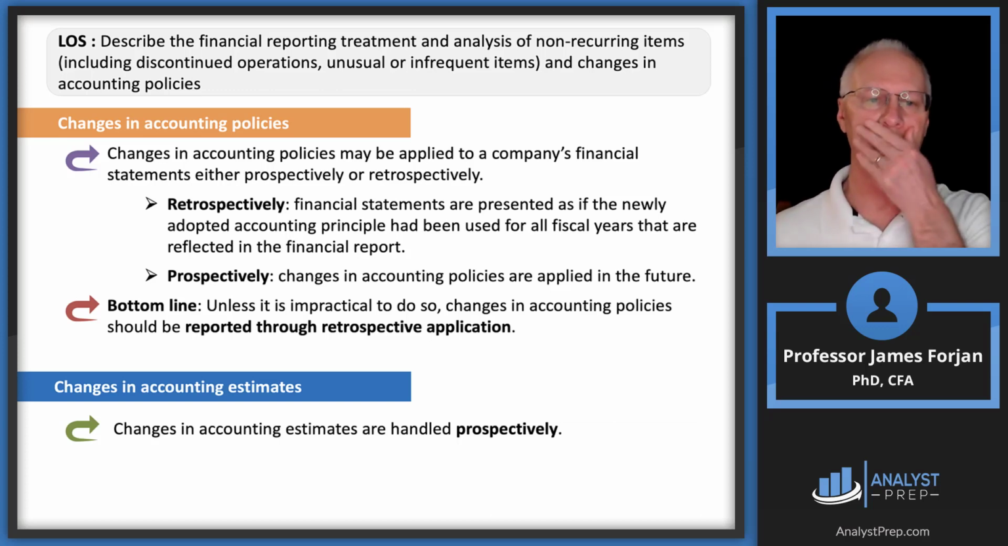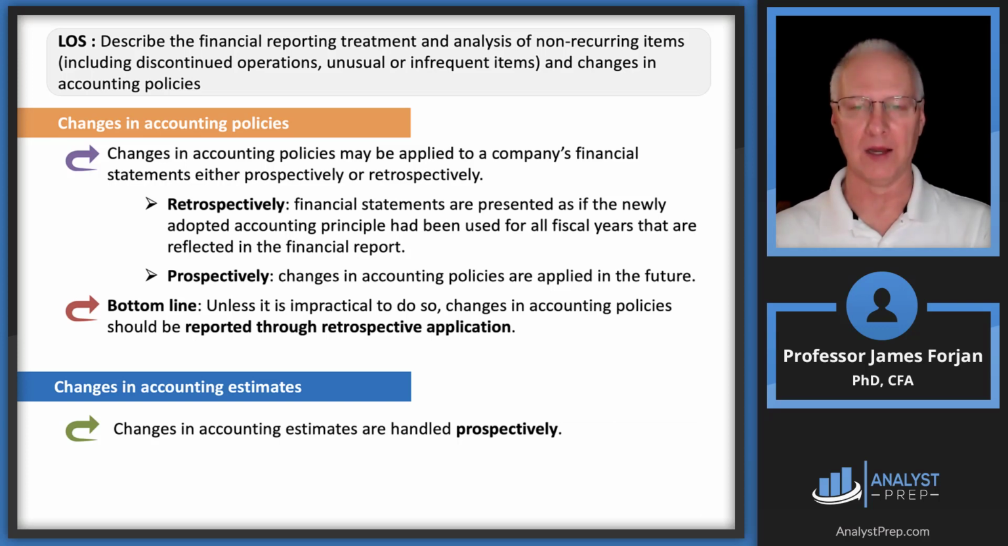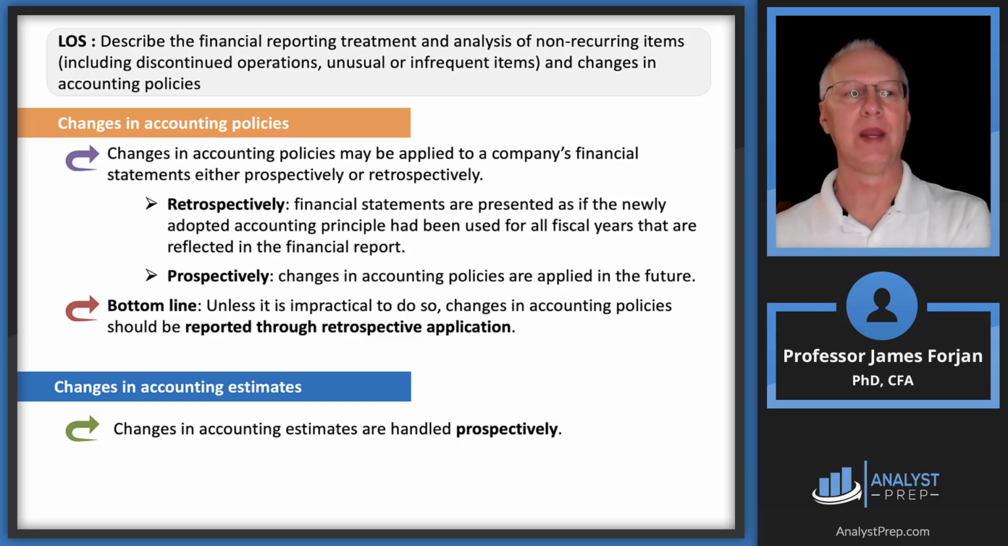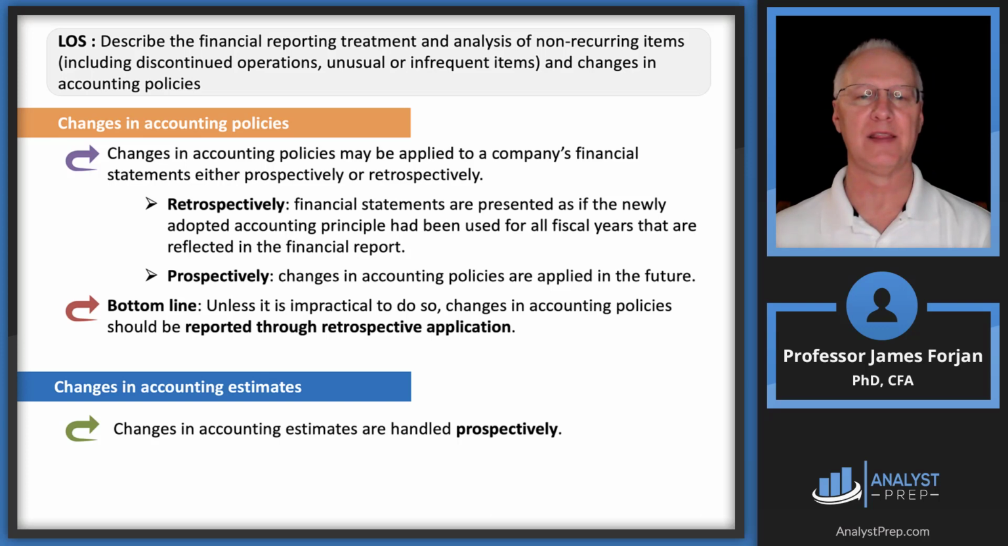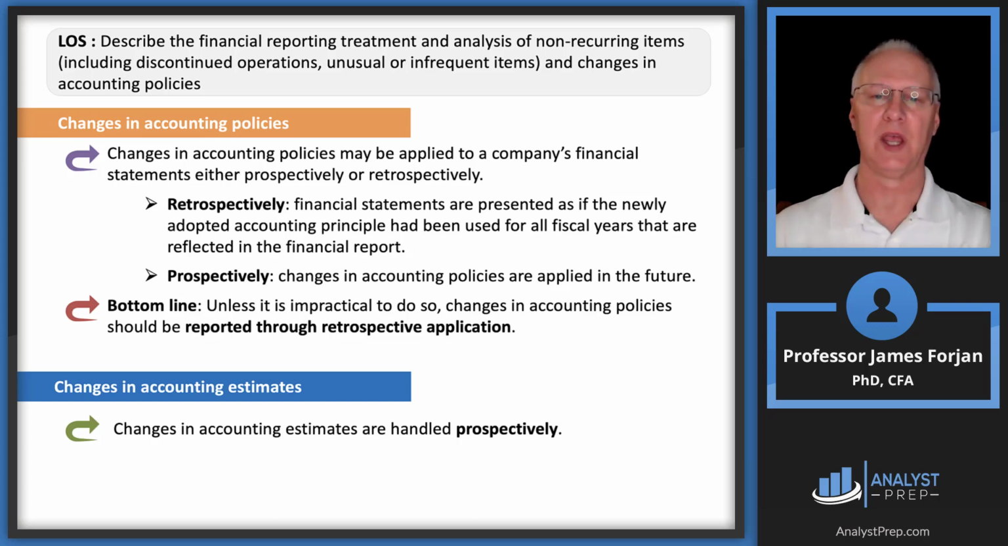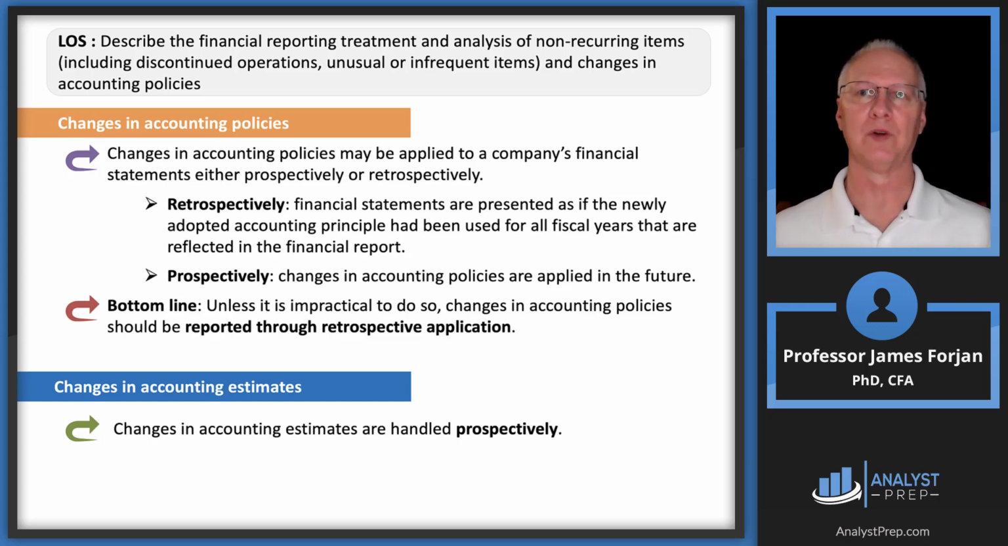So we can handle this one of two ways. We can say something like, all right, we're changing from straight line to accelerated, and we need to go back and restate all of the financial statements all the way back for the last 10,000 years. Well, I mean, that's not too terribly practical, but we probably want to restate it retrospectively for the last handful of years. Or we can just say, you know what, we're making the change, and then we're going to do this going forward. But the accounting people think in the following manner, and this is probably pretty reasonable.